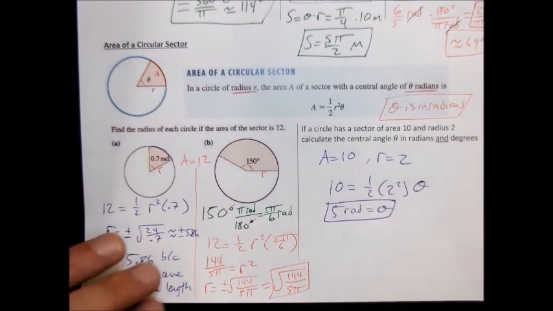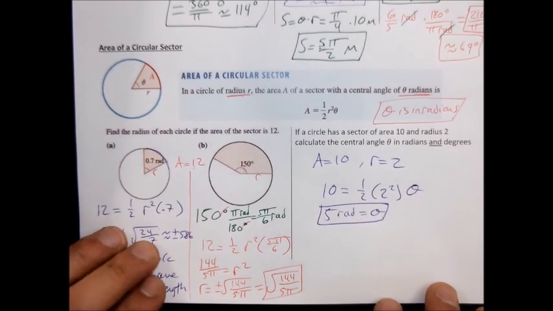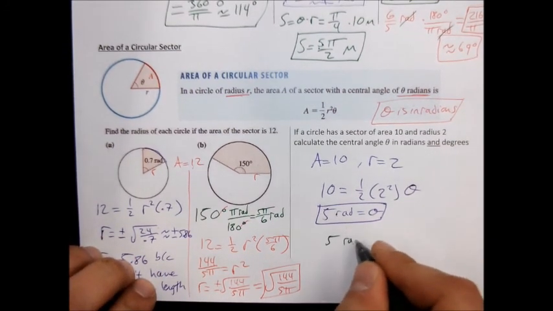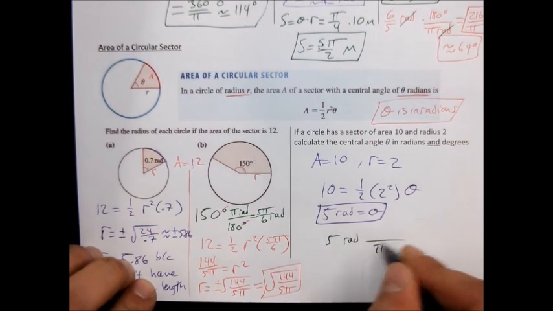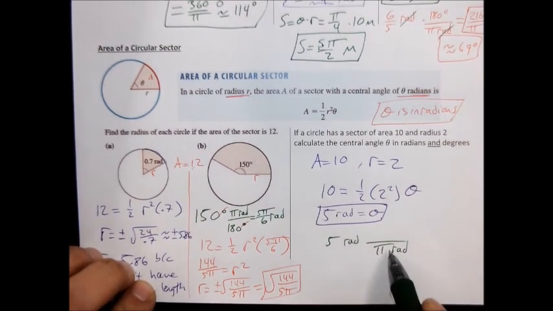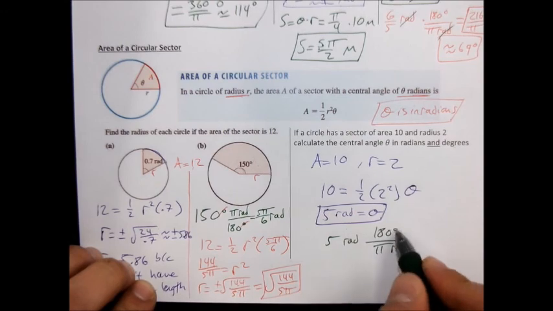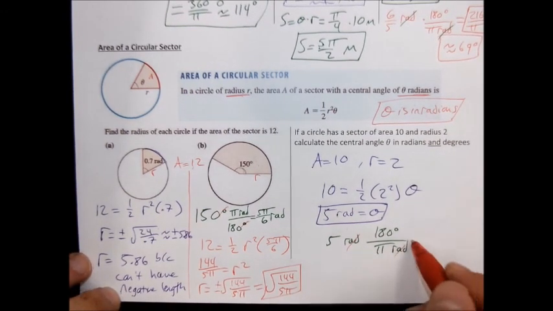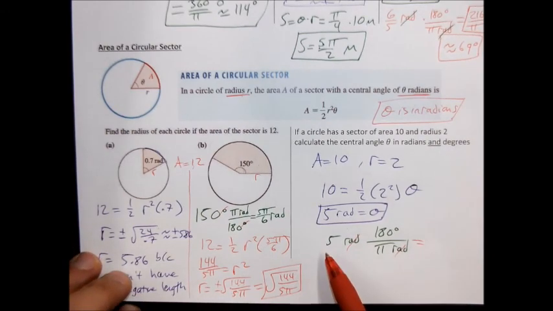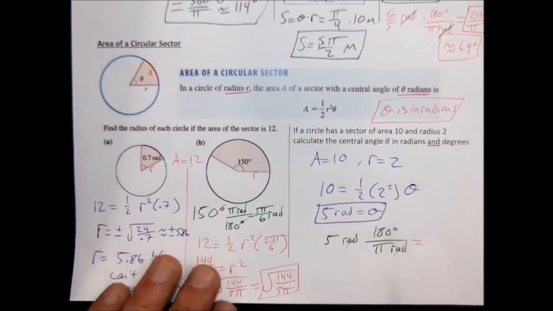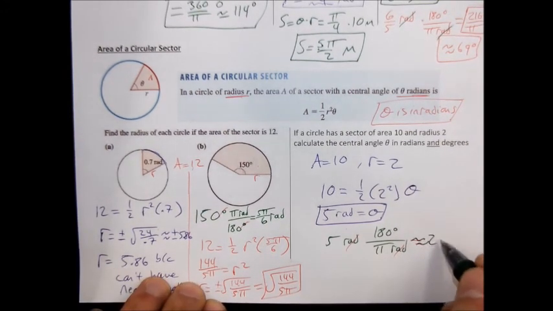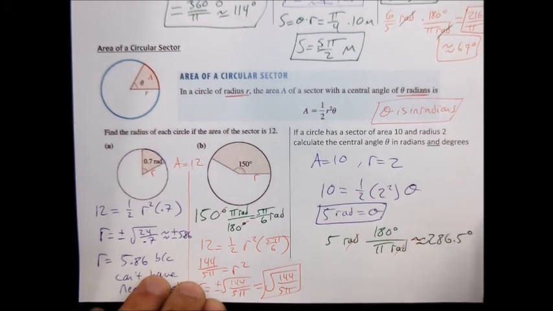And then if we want to change that into degrees, we want to cancel the radians and give it degrees. So we take the 5 radians, we want to divide by pi radians, because those will cancel, and then we want to give it the degrees by multiplying by 180 degrees. So these guys cancel, and this becomes something. I've got an approximate answer. This is approximately 286.5 degrees.